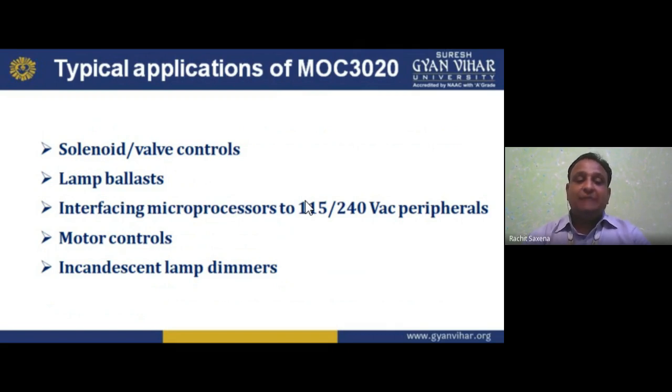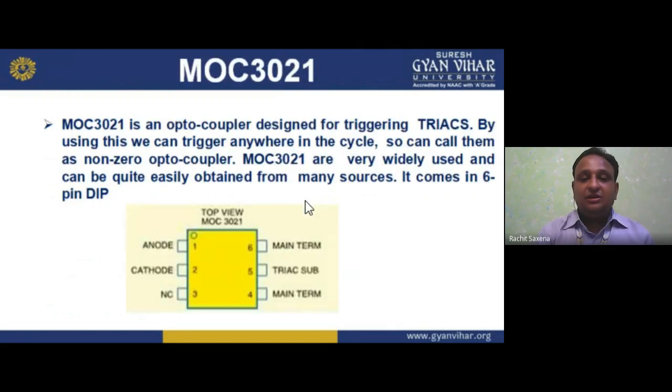Incandescent lamp dimmers, we use. Motor control, we use this. Interfacing microprocessors to this voltage level peripherals, we use. Lamp ballast we use, and solenoid valve controls we use. Okay, so it is a 6-pin structure again. I hope you understand. Now taking another one.